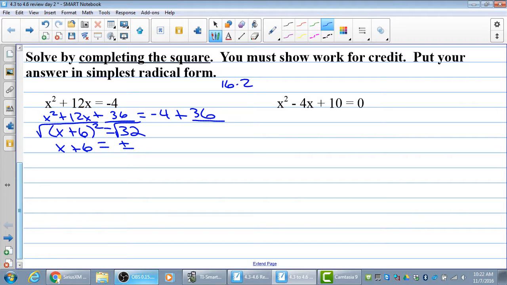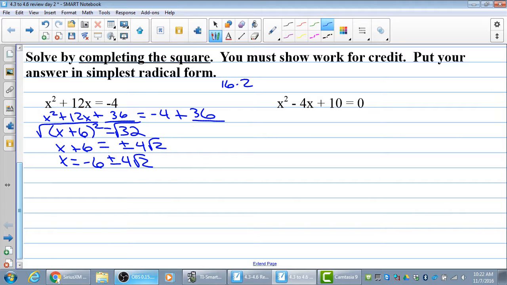Okay, 4 square root of 2. I wonder who's going to forget. Who's the one that's going to square root both sides and forget plus or minus? Don't let it be you. Negative 6 plus or minus 4 square root of 2. 16 is in 32, 16 times 2.